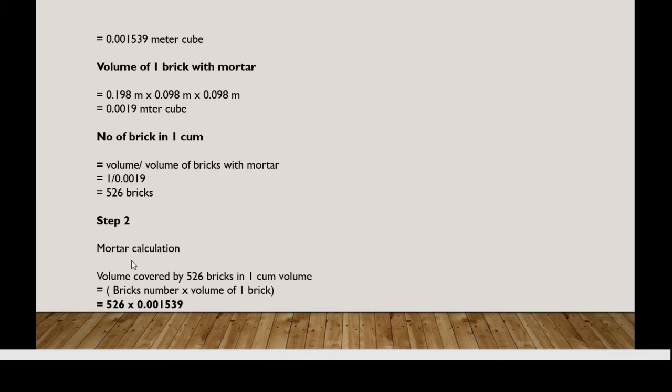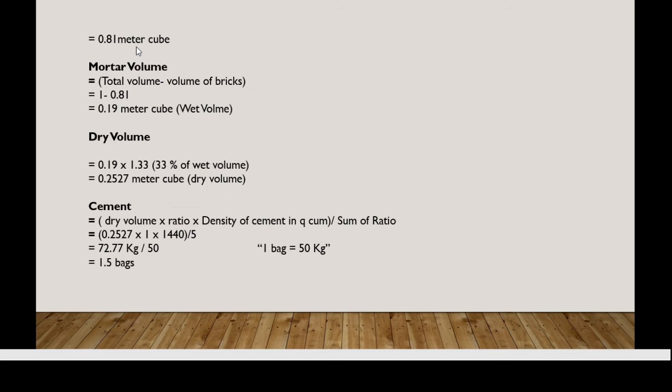Next, our step 2 is the mortar calculation. We will get the mortar calculation by the formula: volume covered by 526 bricks out of 1 cubic meter volume. Now we will take the total volume of brickwork. Total volume of brickwork equals number of bricks into volume of one brick. The number is 526 bricks and the volume of one brick is 0.01539. So the value we get is 0.81 meter cube.